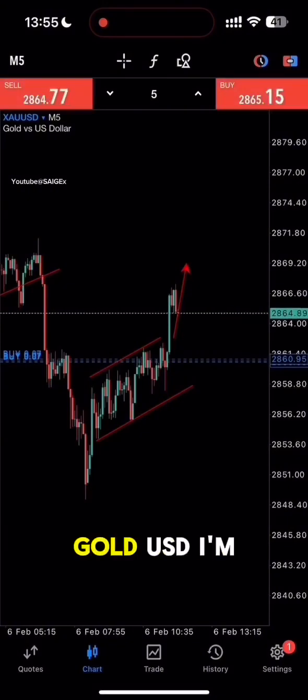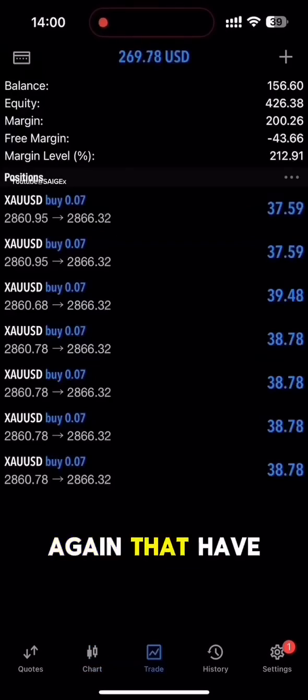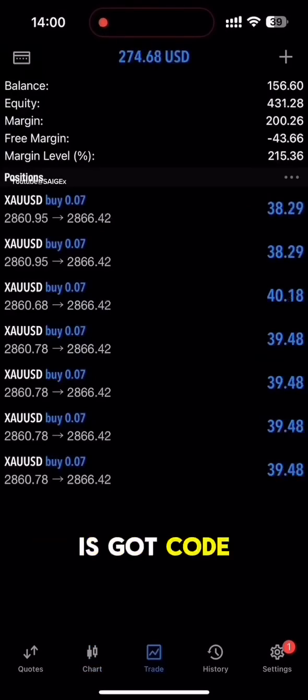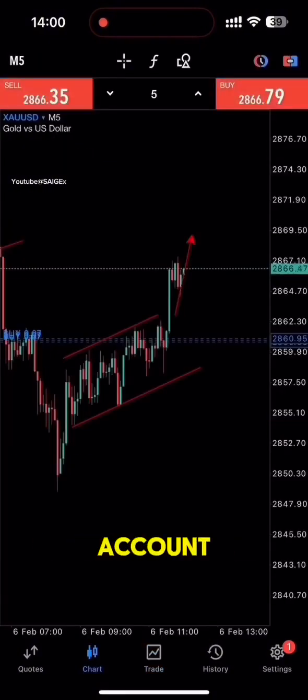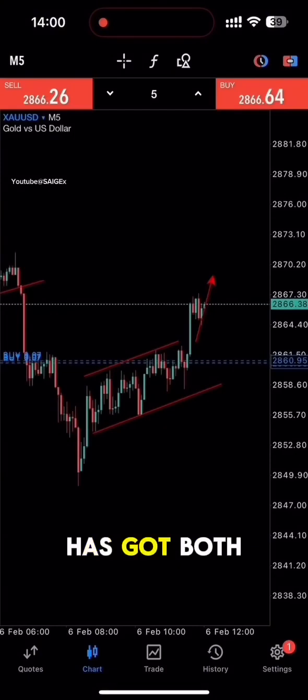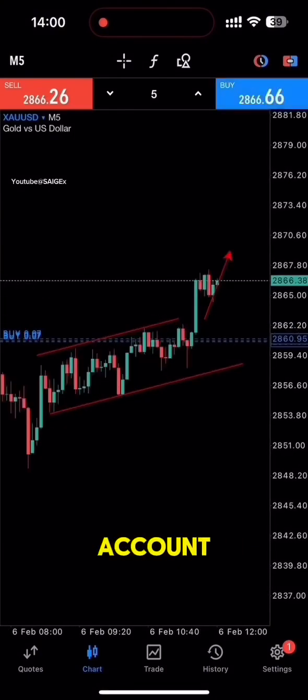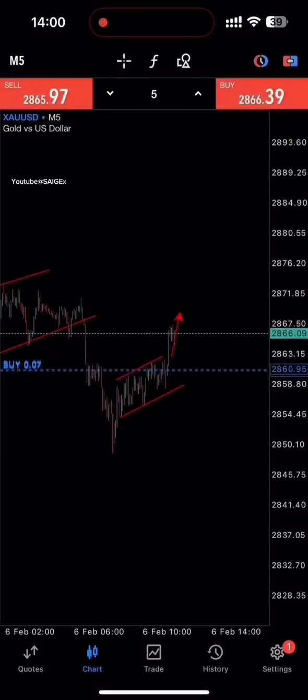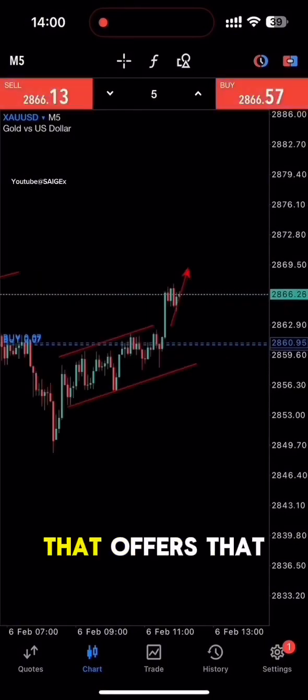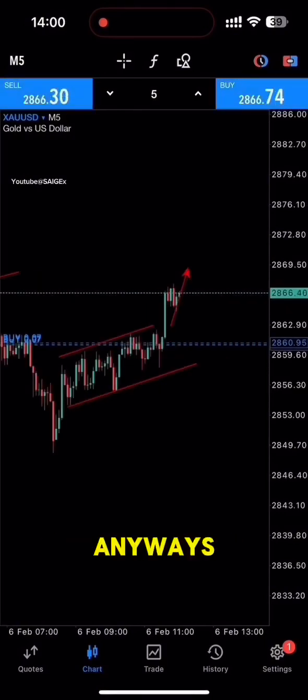So here in gold USD, I'm back again in gold USD. For those again that have confusion why this account has got gold USD and also has got synthetic pay, it's a derivative account. A derivative account has got both in just one account. That is the only broker that offers that kind of thing anyway.